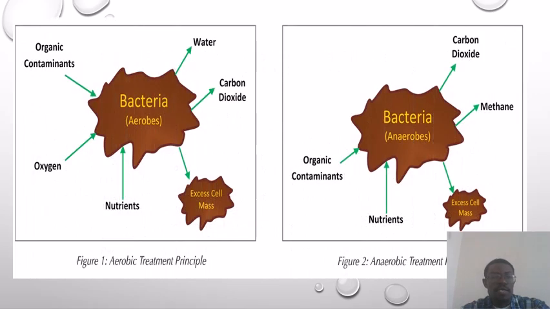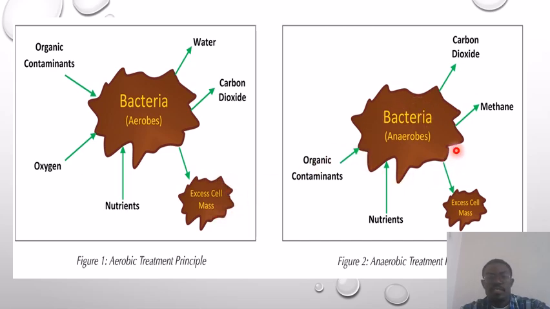A sample illustration is made here. The beneficial bacteria, which are the aerobes in the aerobic process, are fed with the contaminants and oxygen. Now it breaks this down into what? Water, our H2O, and carbon dioxide and excess cell mass, which is the activated sludge.